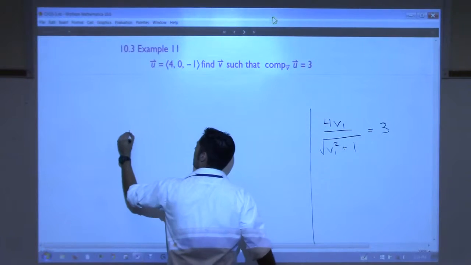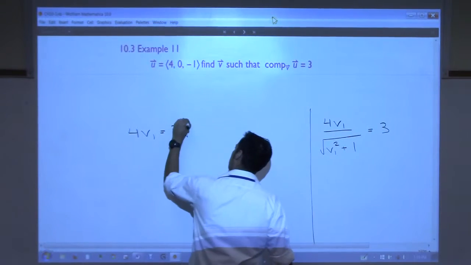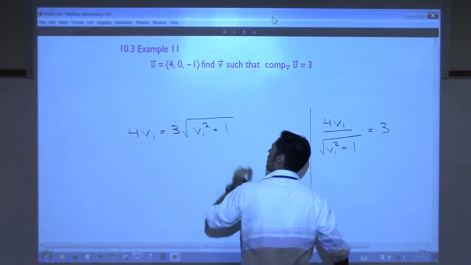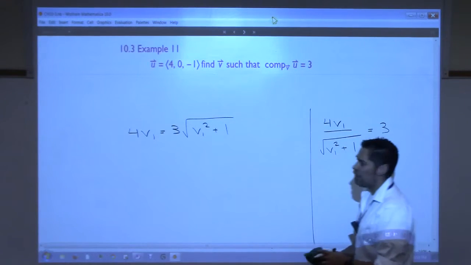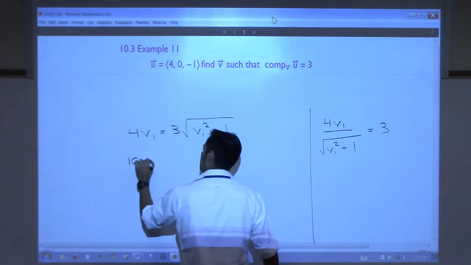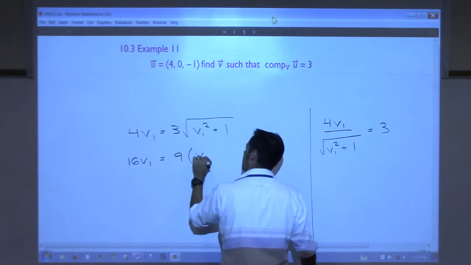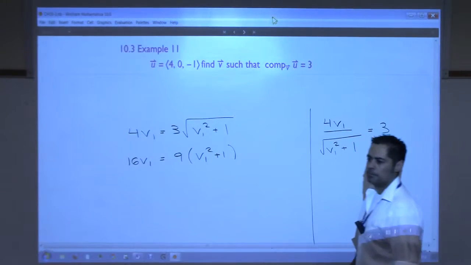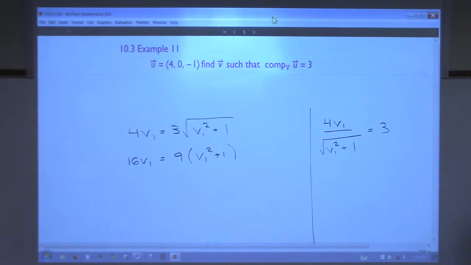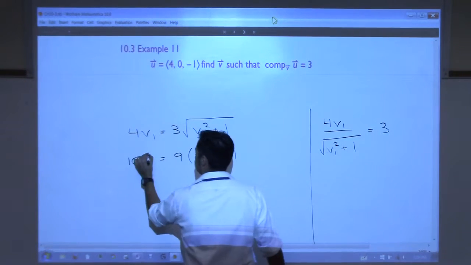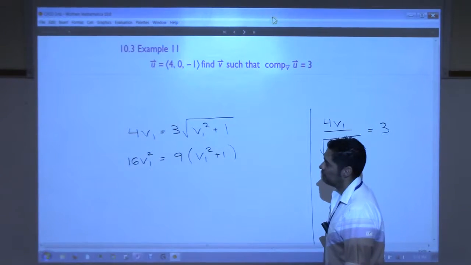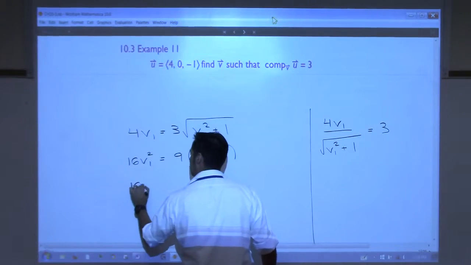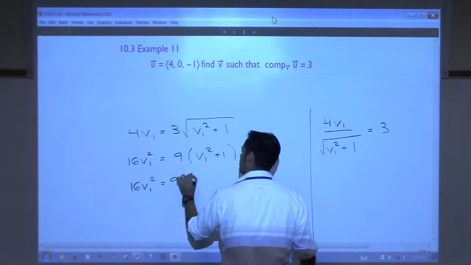So how about this? Is this the same? Okay. Let's square both sides of the equation right now to get rid of the root on the right side. So I'll get 16V1 squared, 9 times V1 squared plus 1. With me still? Did I forget squared? Yes, I did. And then 16V1 squared equals 9V1 squared plus 9.